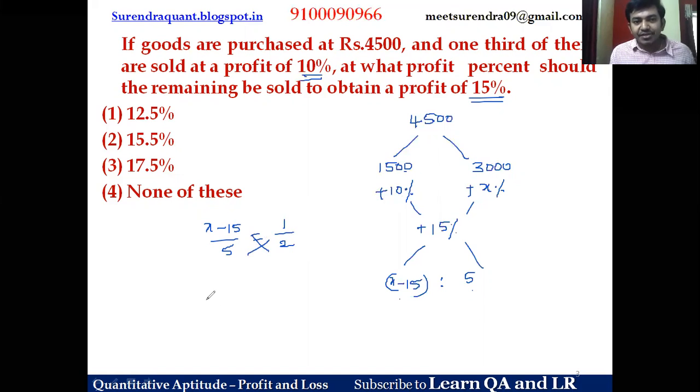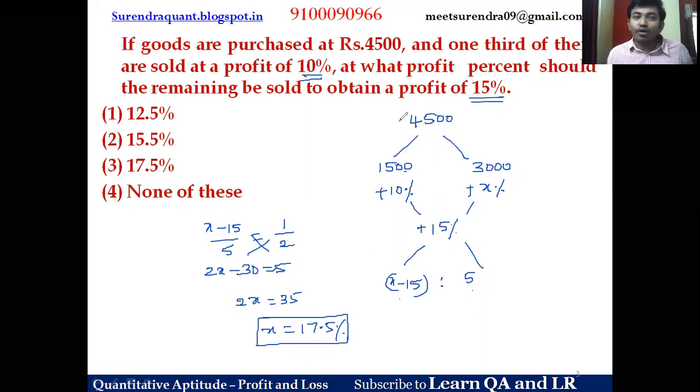Let us do cross multiplication. So this is 2x minus 30 equals 5. So 2x equals 35, x equals 35 by 2, 17.5%. So the remaining goods must be sold at 17.5% profit to obtain an overall profit percent of 15%. So option 3 is correct. It is very clear, right? Very simple. So take the least value on the left top, dearest value on the right top, mean value in between, apply allegation. Let's go for another variety of question.